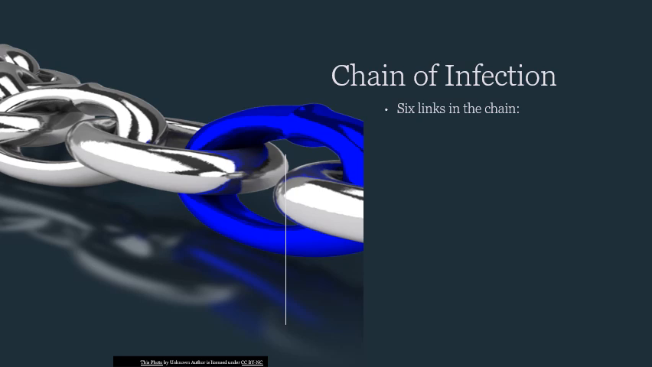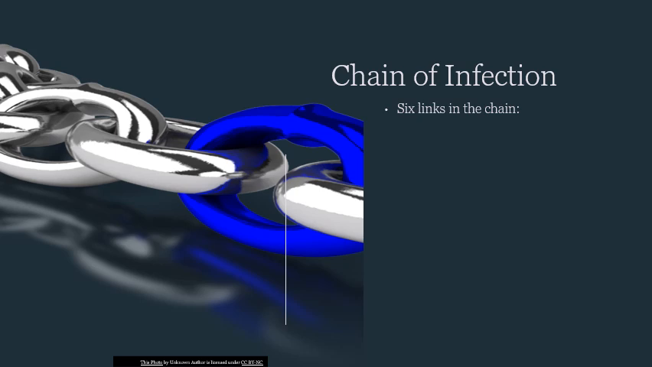A portal of exit is the route that the pathogen leaves the body of the infected host and could be through feces, urine, sputum, blood, or other body secretions. It could even just be coughing or sneezing. A mode of transfer is the direct personal contact with the body secretions or contaminated soil or fluid.